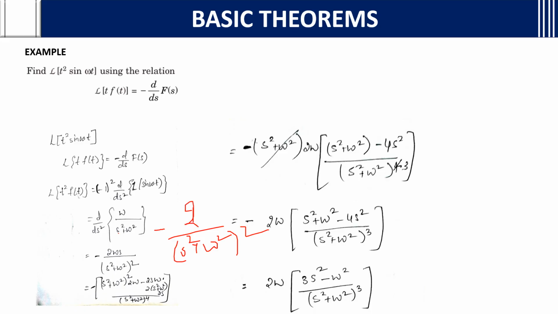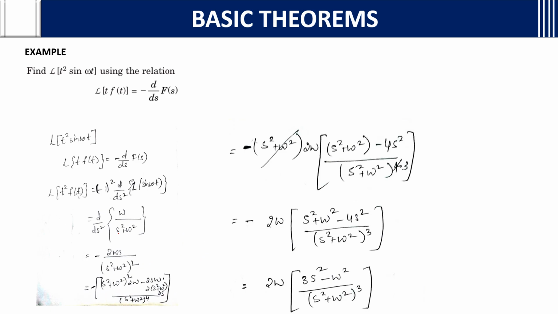While differentiating, you will get 2s. We are left with omega in the numerator. So we get 2 omega s by s square plus omega square whole square. Again we need to differentiate this. Now you should take the u by v formula. Why? Because both numerator and denominator have s. So we need to first consider v, then the differentiation of u minus u into differentiation of v, by v square needs to be done.